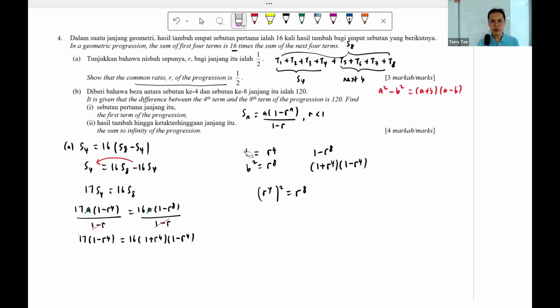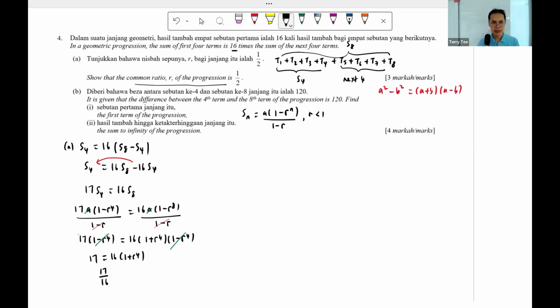So now why do I do that? Because it's easier so that I can cancel it. I can cancel 1 minus r, 1 minus r. I'm left with 17 equals 16 bracket 1 plus r power 4. 17 divided by 16, we just leave it first, equals 1 plus r power 4. Your r power 4 is 1 over 16.